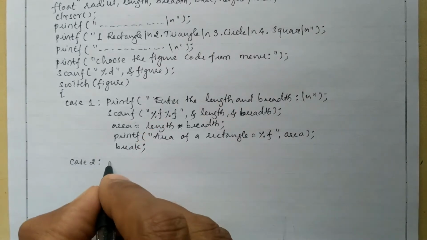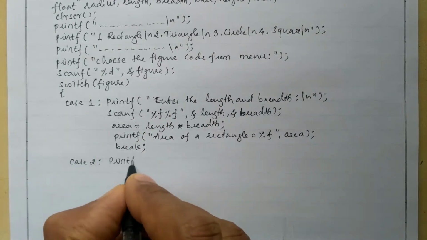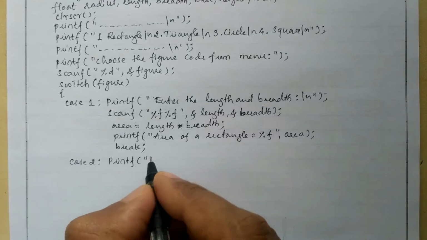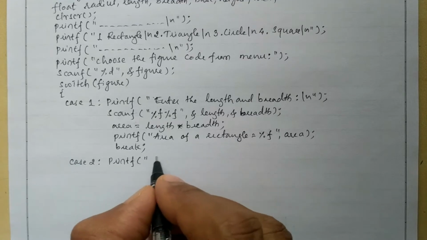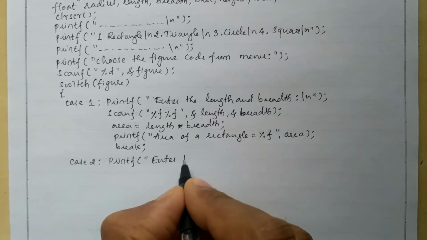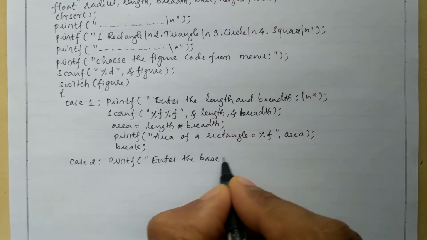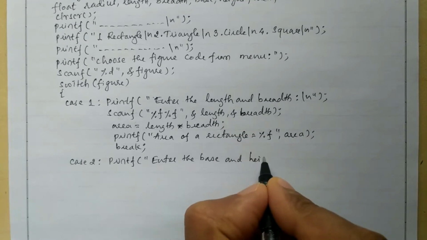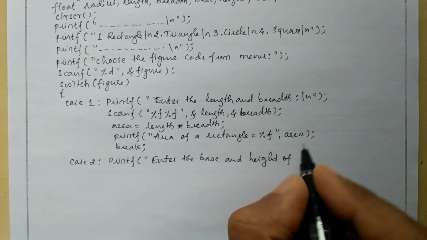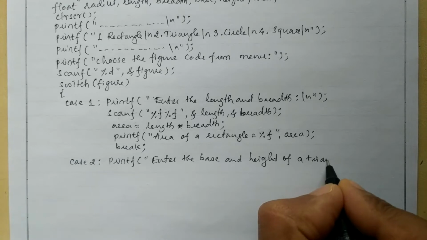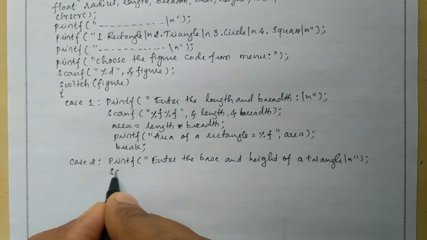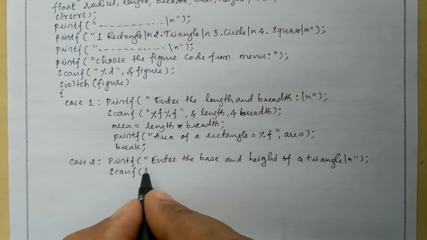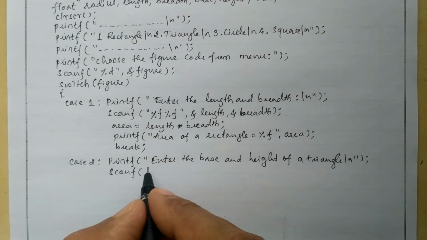So here I'm going to ask the user to enter the base and height of a triangle using a printf statement. In a double quotation mark I'm going to write "Enter the base and height of a triangle\n", end the double quotation mark, and put a semicolon. So we are going to get the response from the user through the keyboard using a scanf statement.